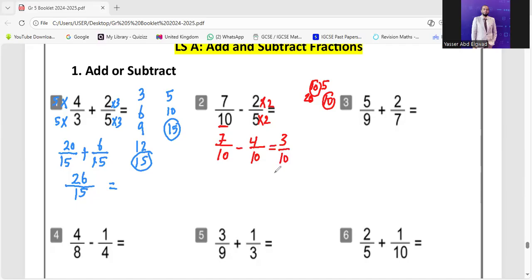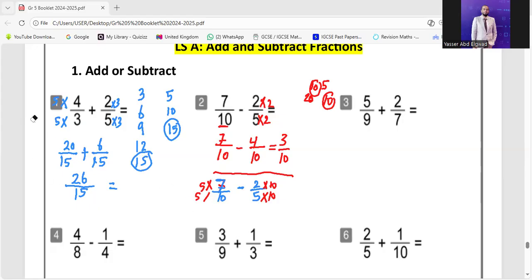I heard one question. One student asked me, can you do the first way in the second problem? I mean, can you switch the problem like this? I write it again: 7 over 10 minus 2 over 5. Yes, we can switch, but the problem is the answer is not in simplest form. We can multiply here by 5 and here by 10, and put the answer: 7 multiplied by 5 is 35.